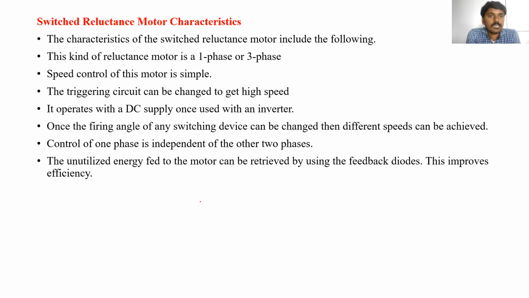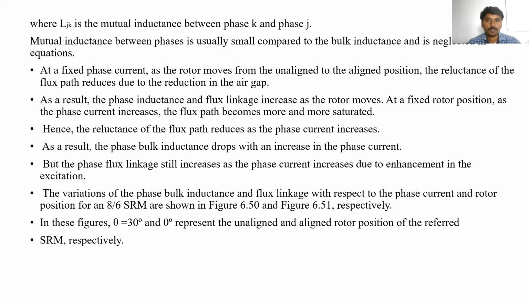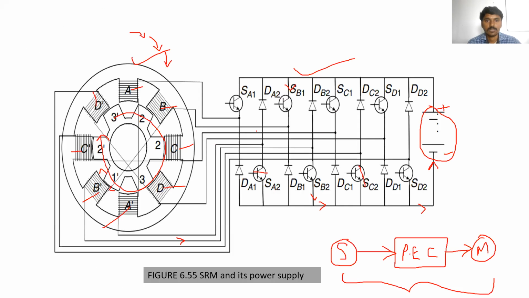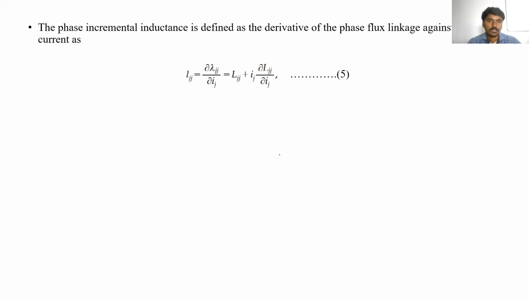So the triggering circuit can be changed to get high speed. Whatever excitation we do for the stator coils using the triggering circuit in the inverter, by giving the gate pulses in the inverter circuit, we can increase the speed of the motor. It operates with a DC supply when used with an inverter. If we are using the inverter, it can be operated with the DC supply also, but for that we need to use the inverter. Clear?